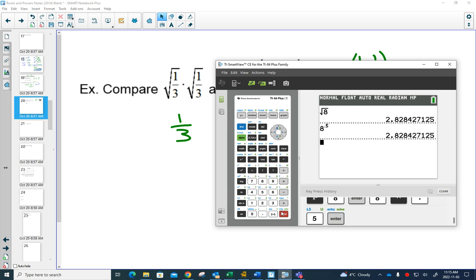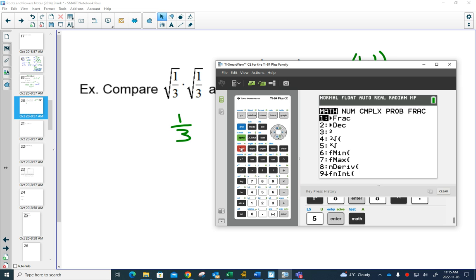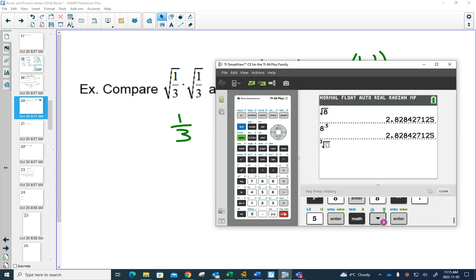8 to the 0.5, boom, same answer. Okay? Some of you have hard places to find your cube root button. Like I have to hit my math on my calculator and go down to number 4 to do the cube root of 10. Well, I'll do 9. That's good. Cube root of 9. It's not 3, it's 2.08. Right?